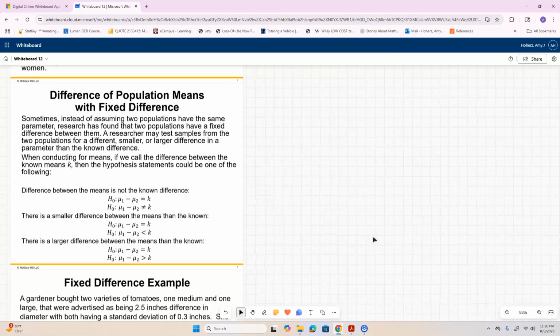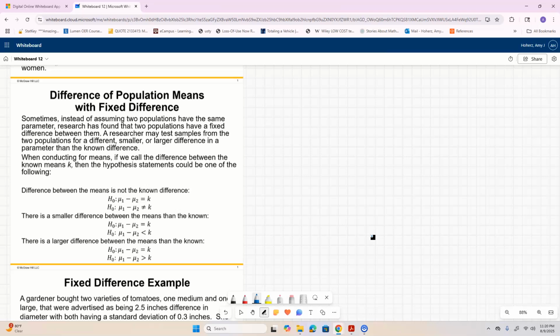Okay, so the difference of population means with a fixed difference is a little bit different type of comparison between the two samples. It's got some similarities, but it's a little different. Now, when I'm testing you, I will not give you a problem like this with the fixed difference. However, there's a couple in your homework for section 9.2. So, it'd be good if we did an example of one.